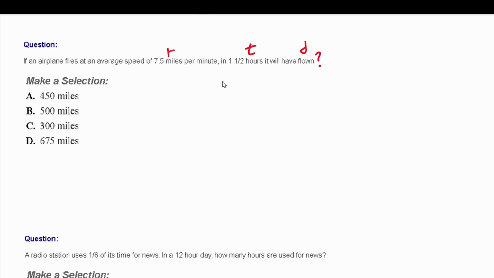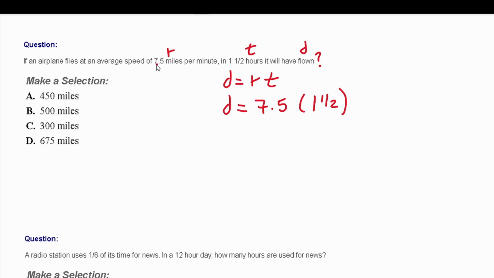So let's go ahead and start by writing down our distance formula. Distance equals rate times time. Let's start plugging things in. We're trying to solve for d, so we're going to leave d as d. Our rate is 7.5 miles per minute, and our time is 1.5 hours. Now here's a problem.